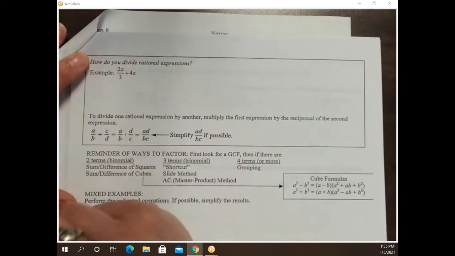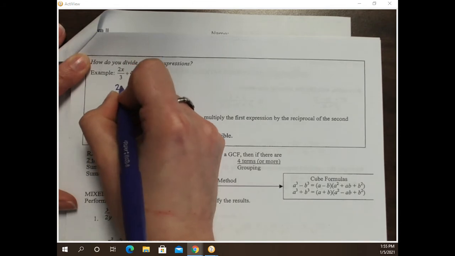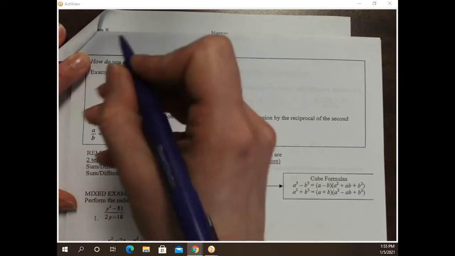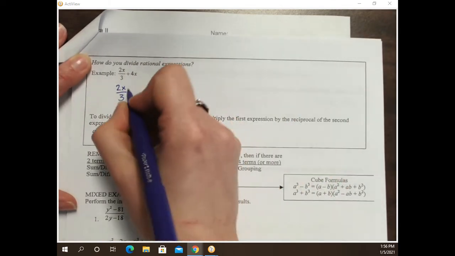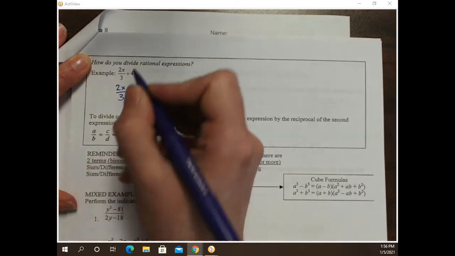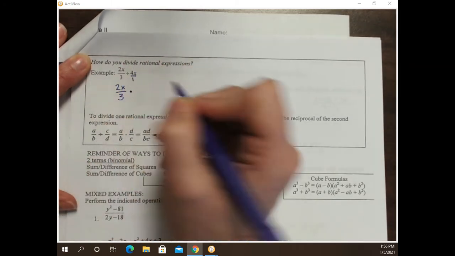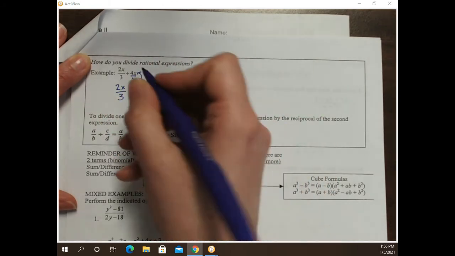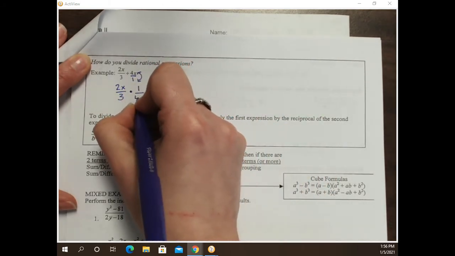So for my second example here, I've got 2x over 3 divided by 4x. Instead of saying divide by 4x, I'm going to write this as multiplied by the reciprocal of this second term. So 4x I could think of as 4x over 1. And now we're going to flip this. We're going to take the reciprocal. So that would be 1 over 4x.